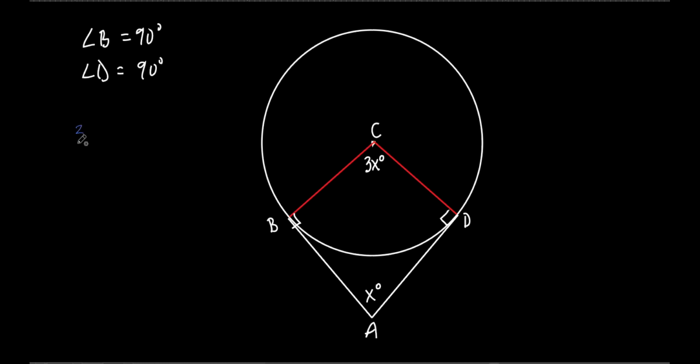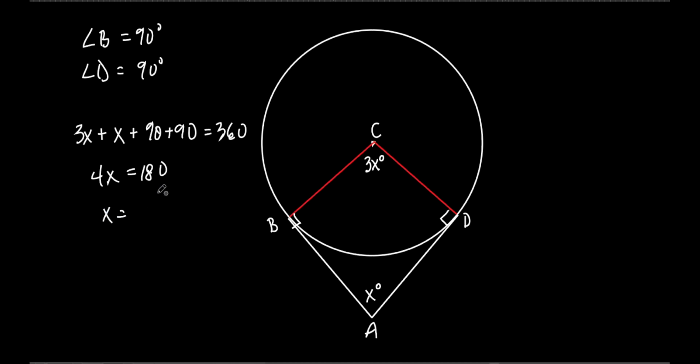So 3x plus x plus 90 plus 90, what do they all add up to be? 360. All right, let's do the math. This is going to be 4x. This is going to be 180. Subtract 360 and 180. What do you get? 180, right? Okay, and then divide by 4.